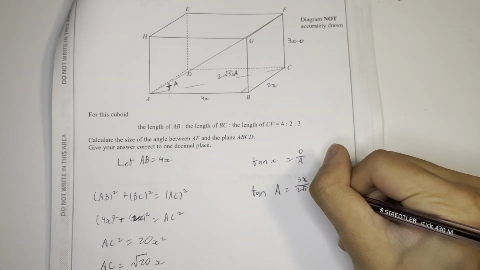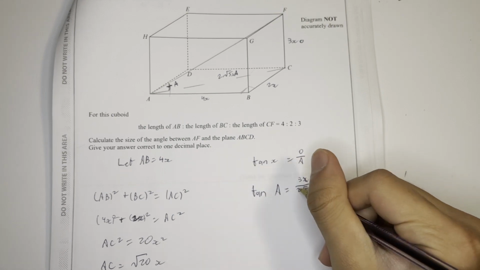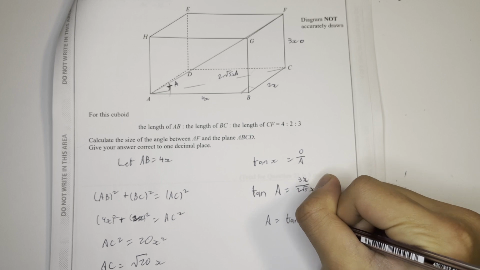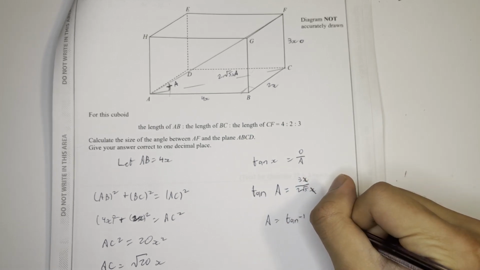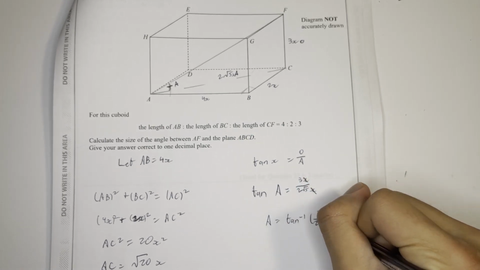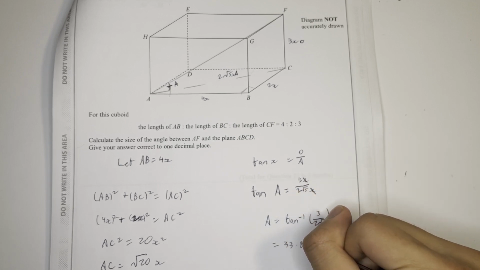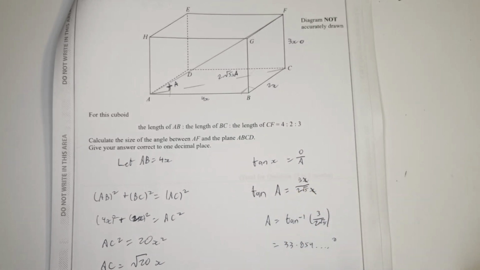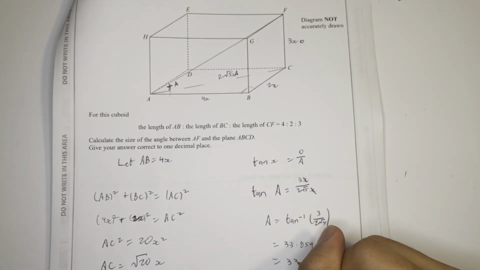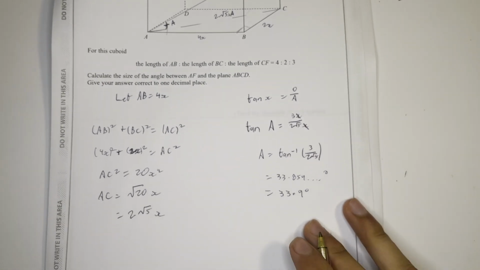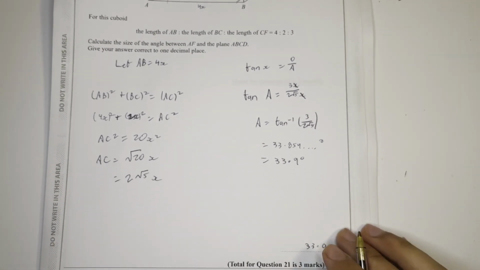Cancelling the x at the top and bottom, and taking the inverse tan, we have A is equal to tan to the minus 1 of 3 over 2 root 5, which is equal to 33.854 degrees. And because we want the answer correct to one decimal place, we can round this to 33.9 degrees, which is our final answer.